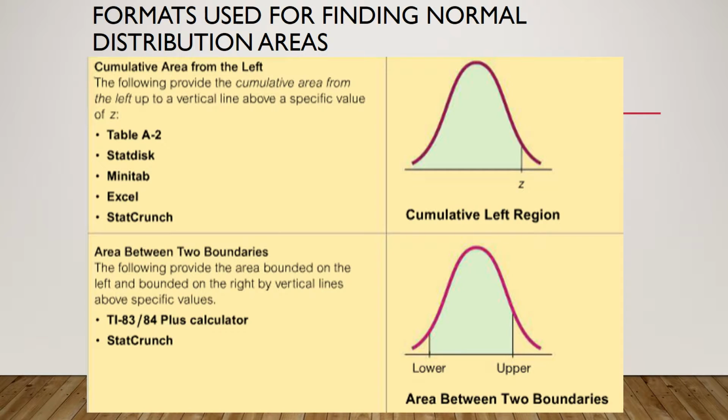There are several formats used for finding normal distribution areas. When it comes to a cumulative area from the left, you can find the probability area by using table A1, by using StatDisk, Minitab, Excel, and StatCrunch. Also, when finding an area between two boundaries, the calculator can be used in StatCrunch. Today, we have an example finding an area using table A2 in the book.